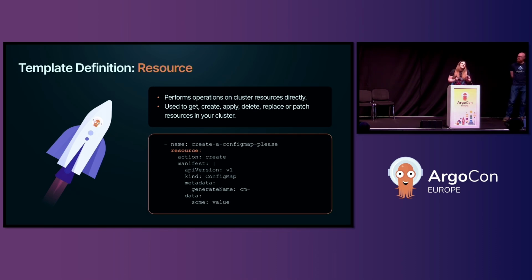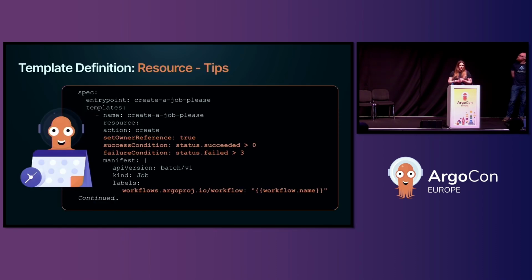Technically, I've been slightly misleading here because I said no containers. In reality, there is still a container running here. It's just we haven't defined it and we don't normally need to care about it. Instead, when this resource template runs, Workflow Controller actually creates a pod for us. It manages handling that action, in this case, creating a config map. We'd like to spend a little bit longer on the resource template here because we have a few tips we hope will help you get the most out of them.